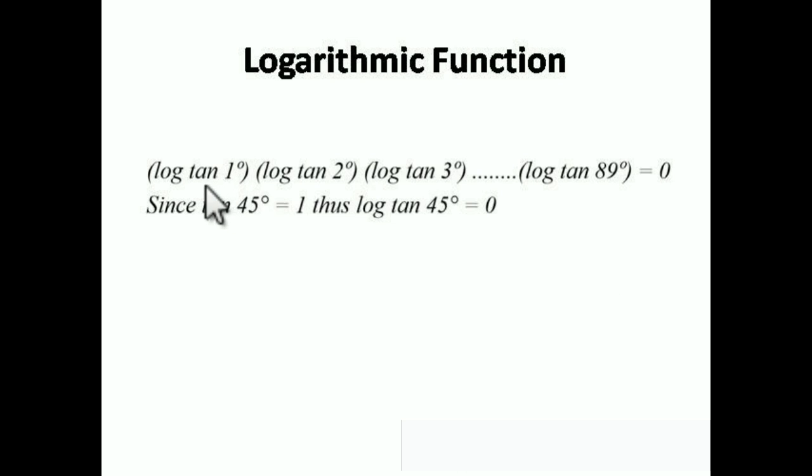Then this one: log 1 degree, log 2 degree, log 3 degree, up to log 89 degree, all with base 10, is equal to 0. Why? Very small question but very tricky. Here from these 89 terms, you will find log of 45 degree. Log of tan 45 degree is log 1, and log 1 is 0. So 0 times anything must be 0. Understood? Very easy, very simple. But you have to open your mind always.